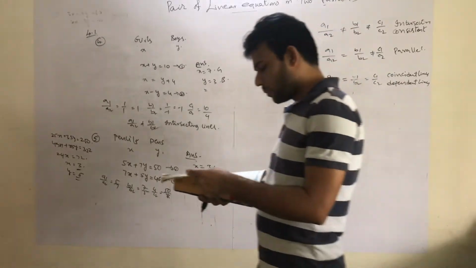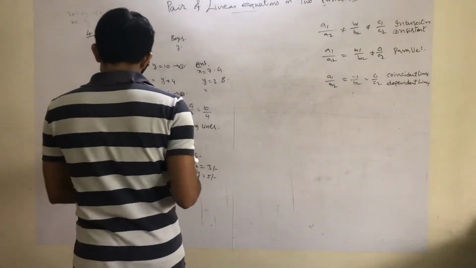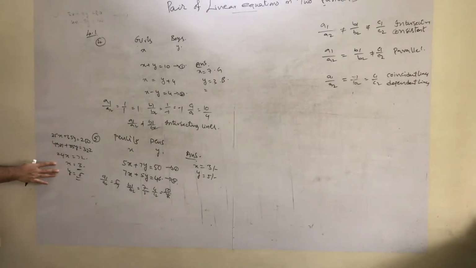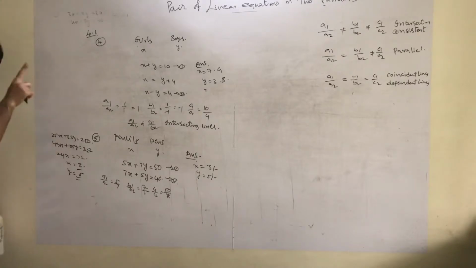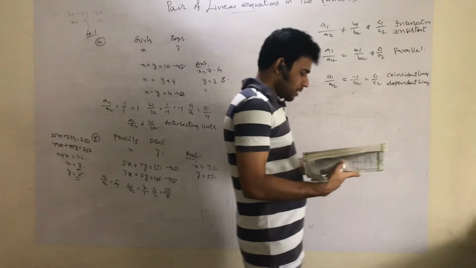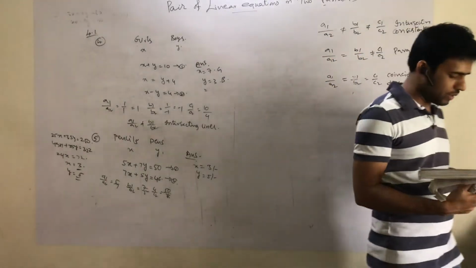Okay, so that's problem number 5. Okay, let's get into it. See, I have just calculated this to give you the answer, but this is not the method you need to follow. You need to follow the graphical method. Okay, right. Now, let's look at problem number 6.